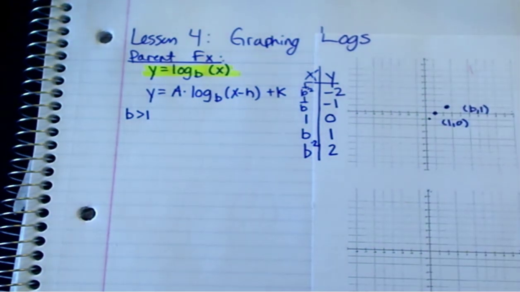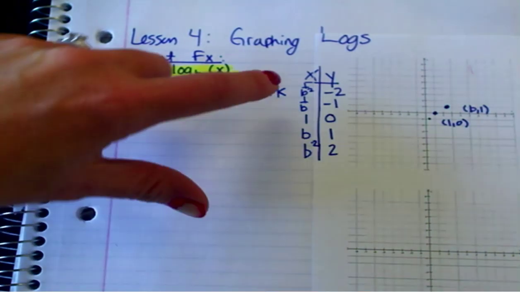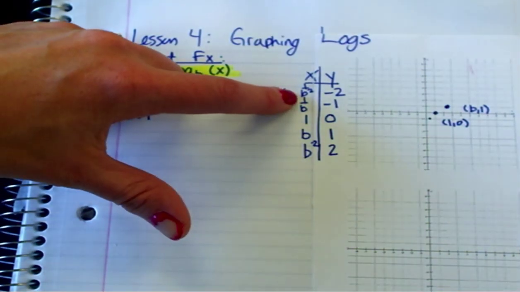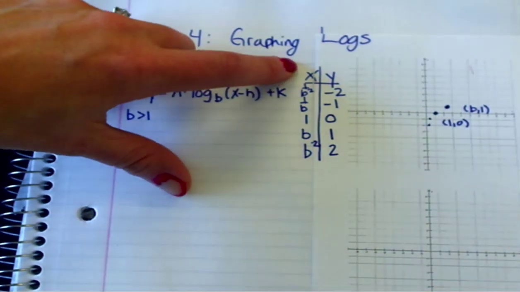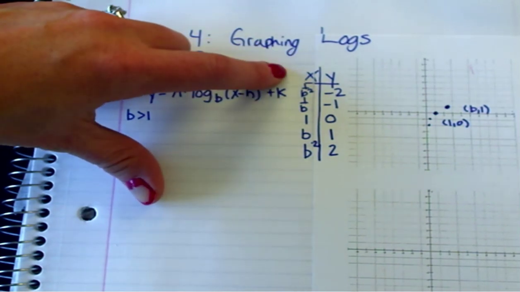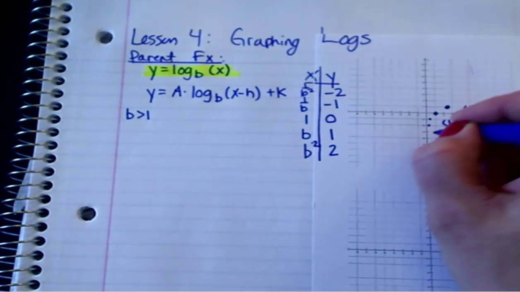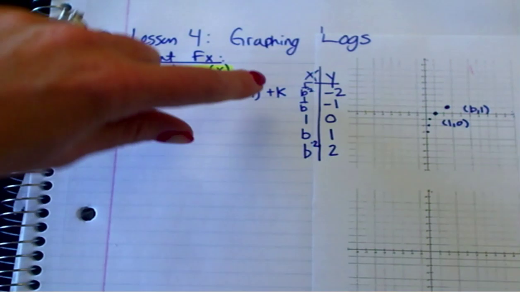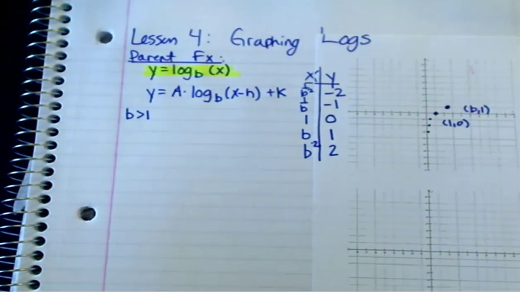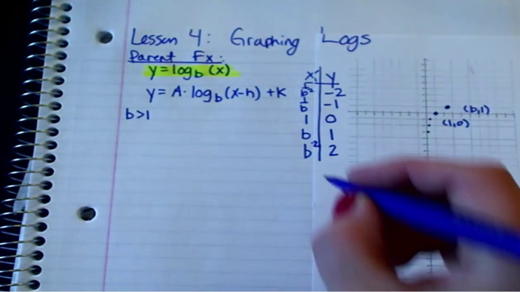What about 1 over b squared? What if b were 2? You would get 1/4, -2. Here. What if you do 1 over b cubed? That's like 1/8, -3. So we're going to get an asymptote is what's going to happen here. Because is there any way to get an x value of 0? No.